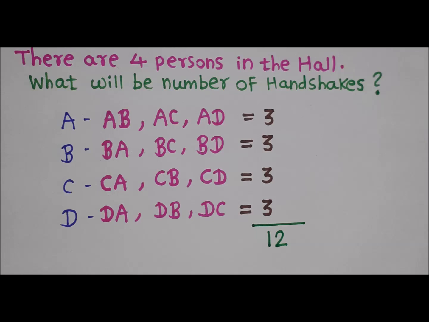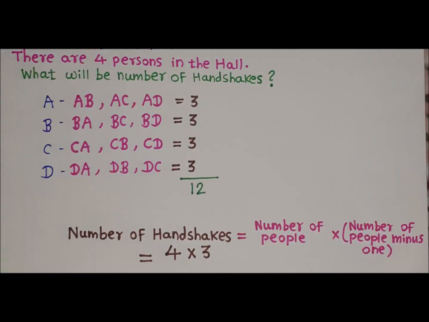Every person will shake hand with 3 other persons. There are 4 persons. For the total number of handshakes, we can add 3 for 4 times. That is 3 plus 3 plus 3 plus 3 is equal to 12. Or for the number of handshakes, we can go for multiplication, 3 into 4 or 4 into 3. Hence, the generalized relation for the number of handshakes will be equal to number of people into number of people minus 1, as every person will shake hand with the remaining persons.